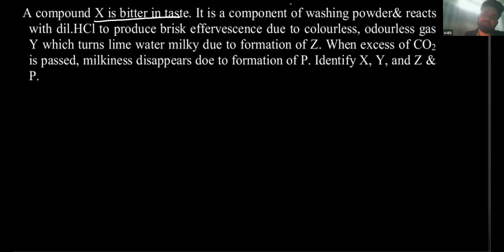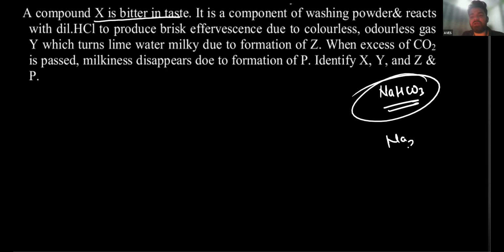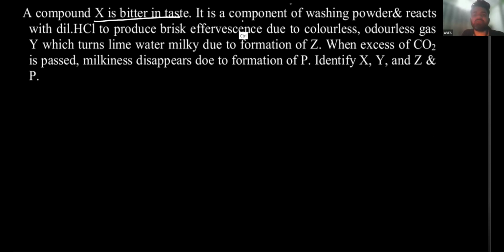So the substances that we have studied till now that are bitter in taste are generally salts. If salts are bitter in taste, this can be baking soda or washing soda. But if the question says it is a component of washing powder, it can be baking soda, because we know that baking soda has a bitter taste. To neutralize that bitter taste, we generally add tartaric acid to it, to make baking powder.